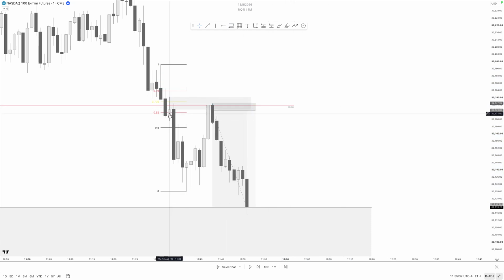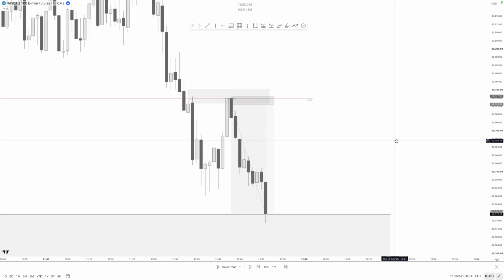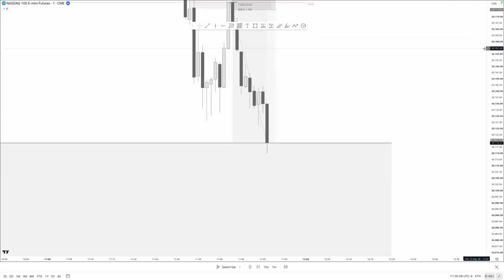You see here, we're right between 0.705 and 0.62, where that OB slash rejection block is aligned, also inside that 5 minute fair value gap, also at the inverse of 10 AM or the reclaimed level of 10 AM key open. And then from there, I'm taking entry based on displacement away from this key level, right?